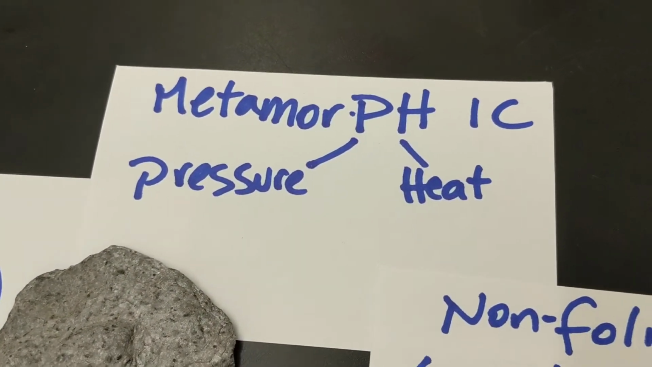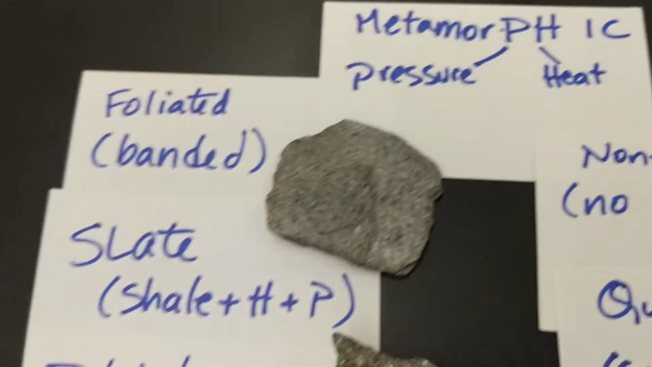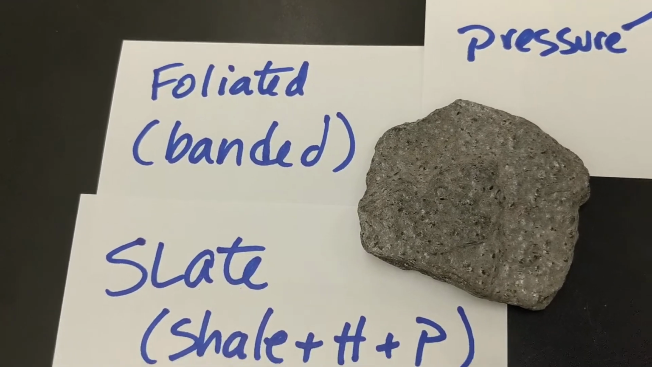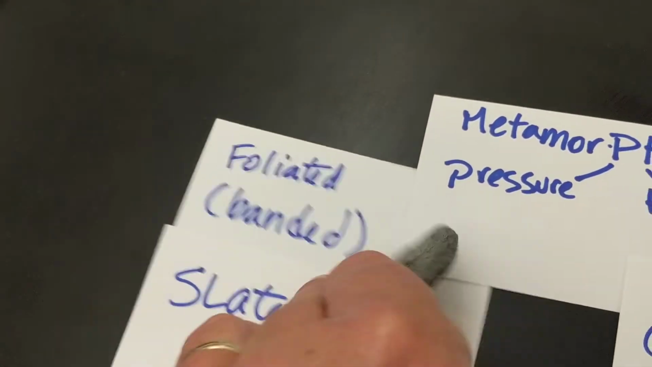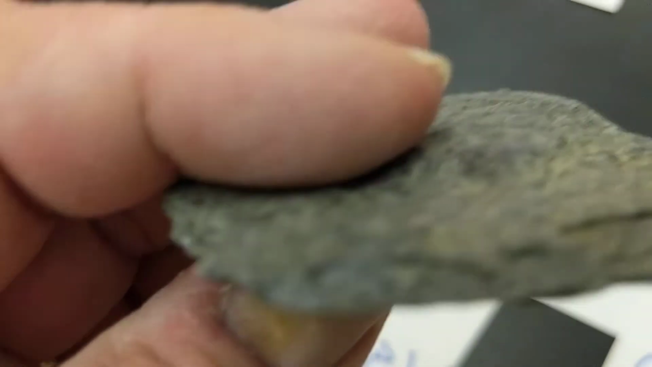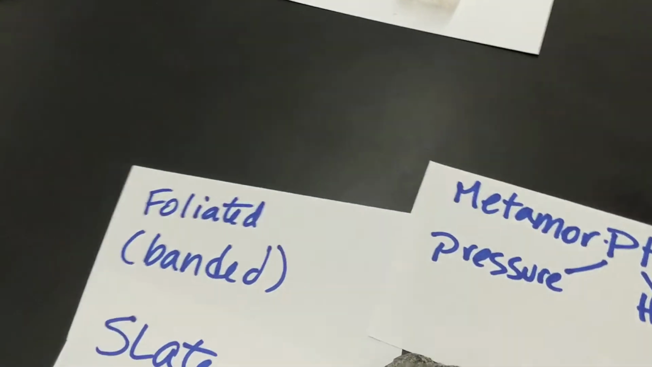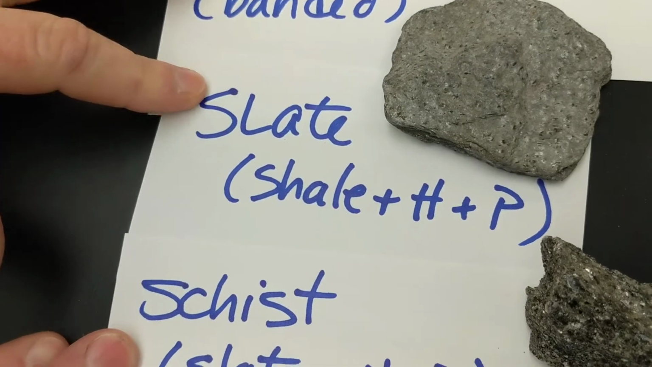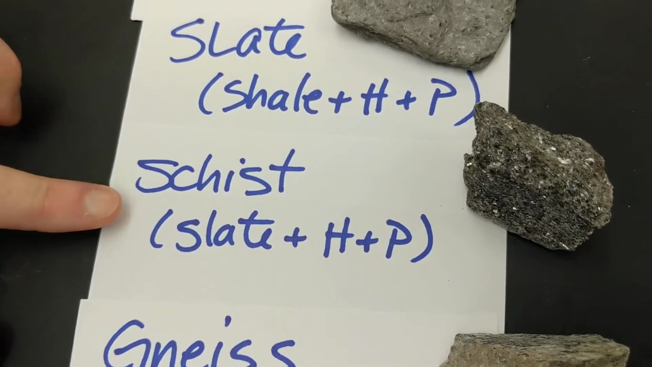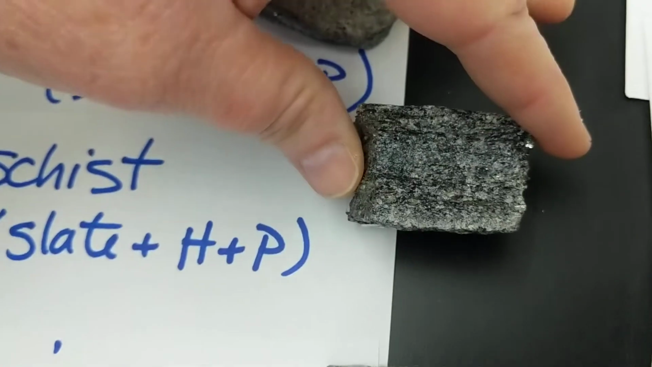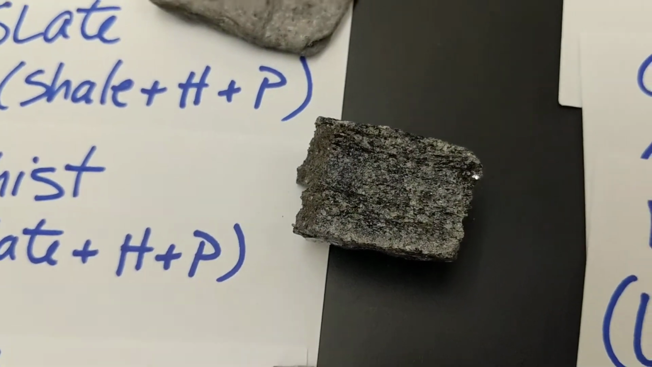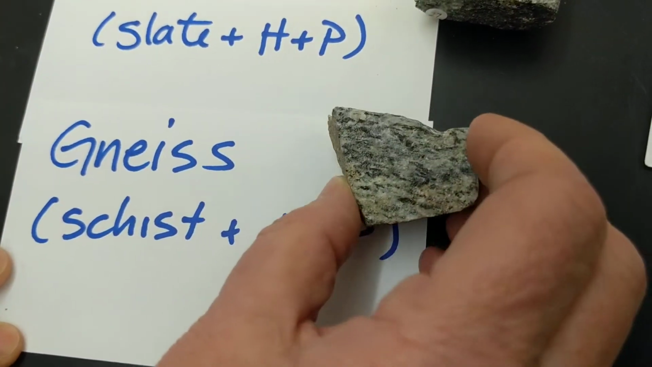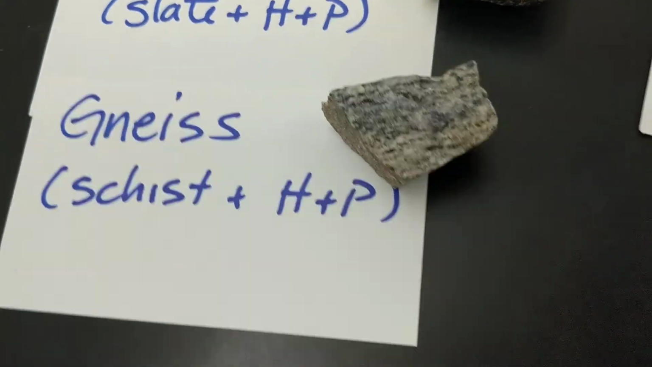We've got two types of metamorphic. We've got foliated, which means banded. If you take sedimentary rock called shale and it undergoes heat and pressure, you will get slate. Okay, and we can see with increasing heat and pressure of slate, we're going to get schist. Fine piece of schist there.